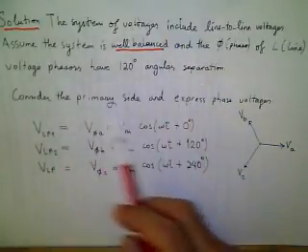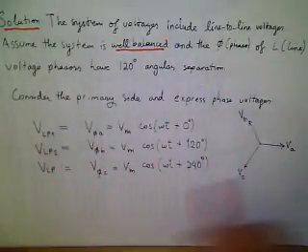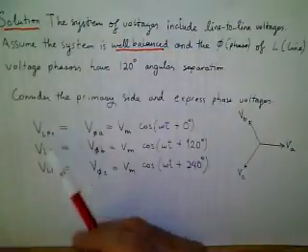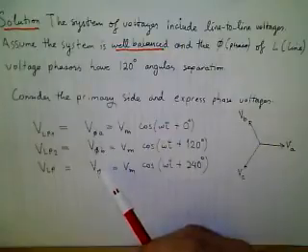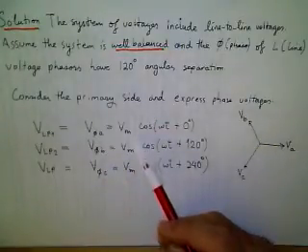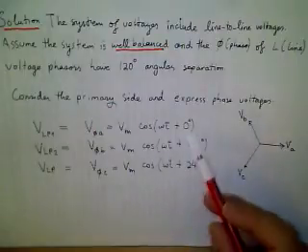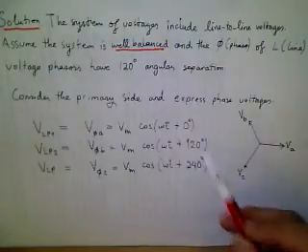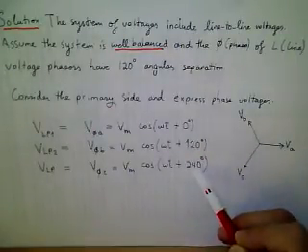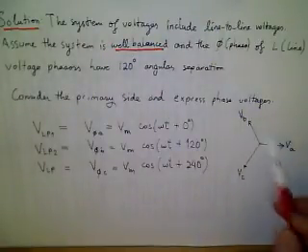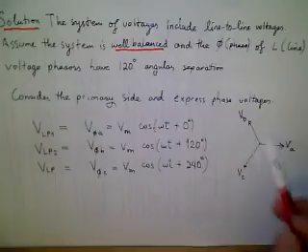So we'll consider the primary side and express these voltages. On the primary side, we have a delta connection, so line voltages and phase voltages are identical, and they are shown with some amplitude times cosine functions with 0, 120 and 240 degrees separation. So the phasors are equiangularly separated in the domain.